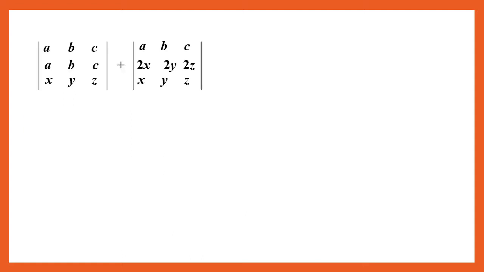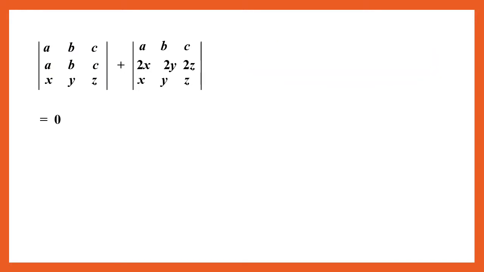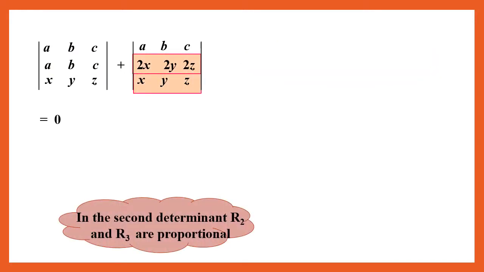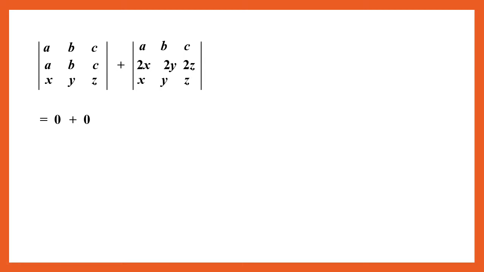Now using property number 3, we can see that the first row and the second row of the first determinant are identical. So the value of determinant will be 0. And in the second determinant, we can see that the values of R2 and R3 are proportional. That is, if you take out 2 as a common factor from R2, the elements of R2 and R3 will be identical. So value of the determinant using property 3 will be 0, and 0 plus 0 we get 0, which is the required RHS.